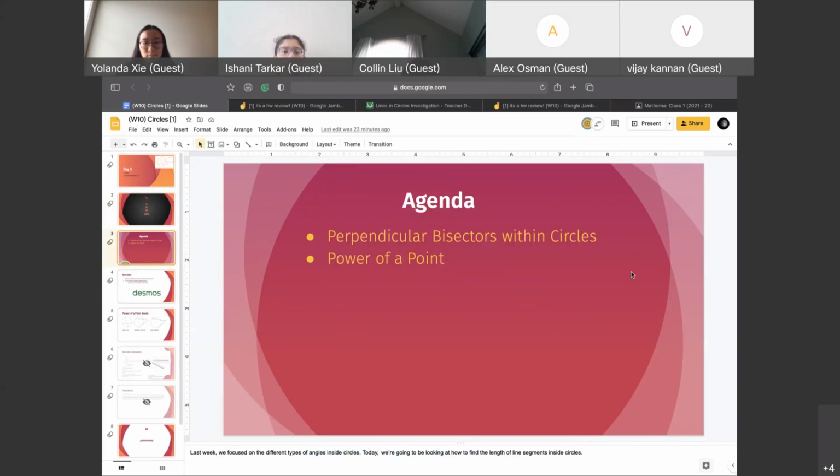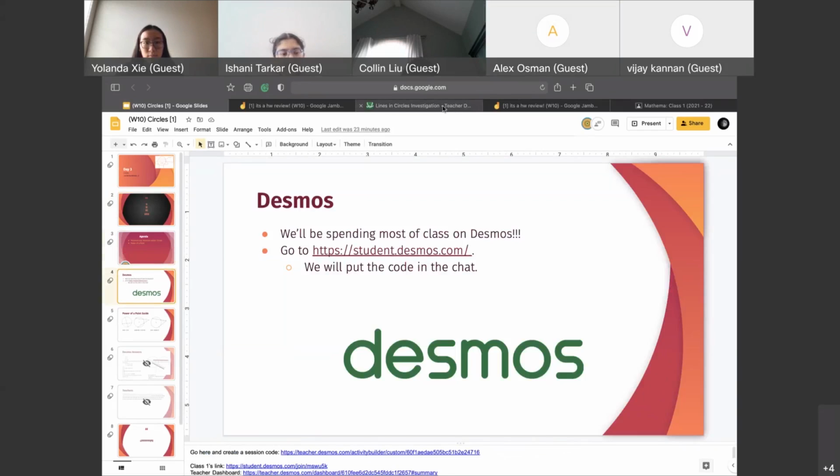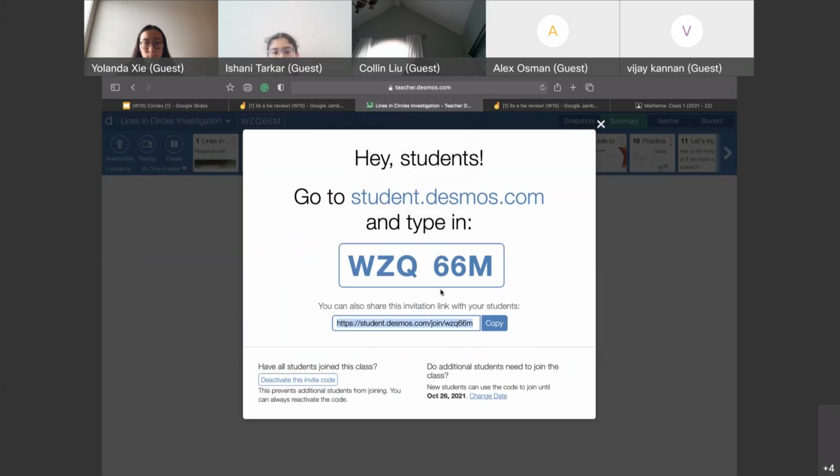So we are going to be covering perpendicular bisectors within circles and power of a point. Today we're going to be learning that through a Desmos activity. So if everybody could go to student.desmos.com, we will type the code in the chat.